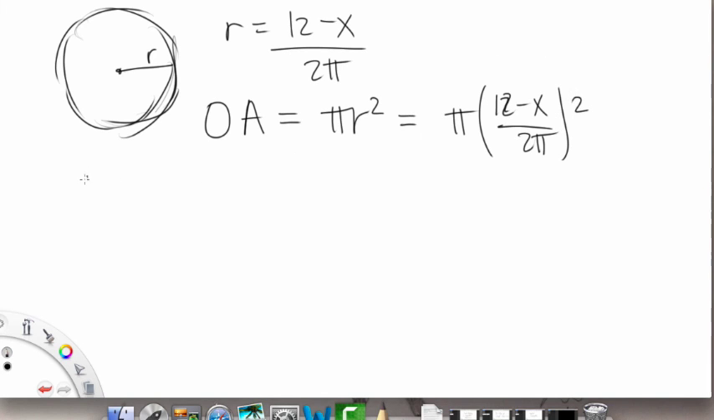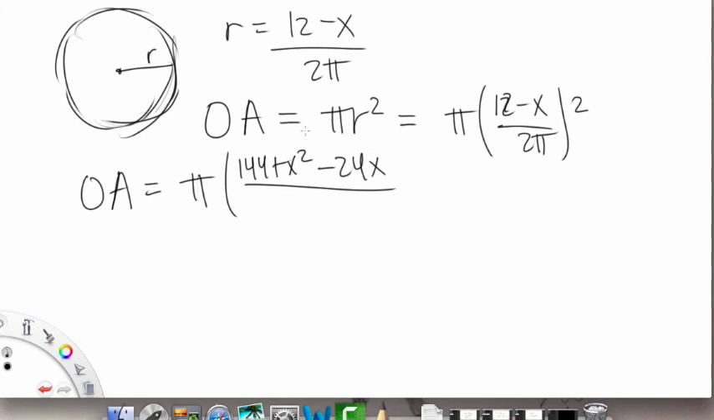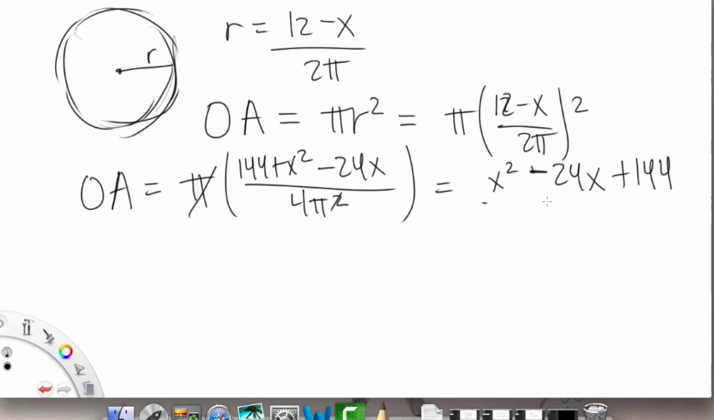Now I'm going to simplify this out. So we have pi times, and then we expand 12 minus x squared. On the top we get 144 plus x squared minus 24x, and this is all over 4 pi squared. The pi's can cancel. So we basically get x squared minus 24x plus 144, in descending order, and this is all over 4 pi.